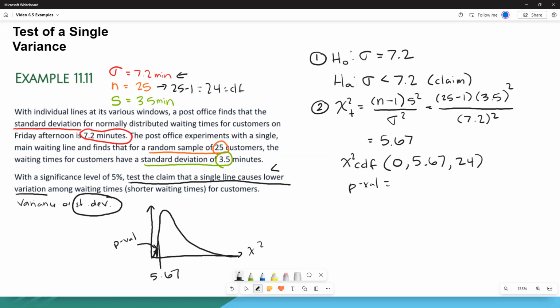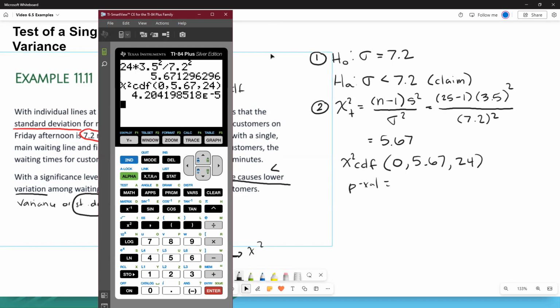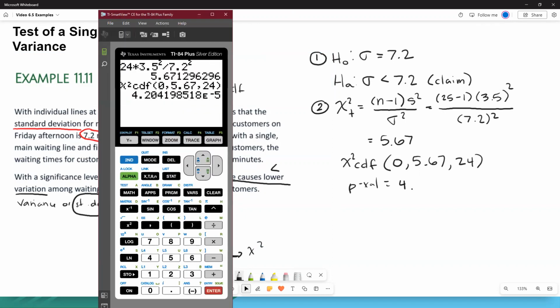Let's pull that calculator back up. And you can see I've already done this earlier today. So 0, 5.6724, paste, enter. And we get 4.20, and so on, e negative 5. So first I'm going to copy it as it appeared here.